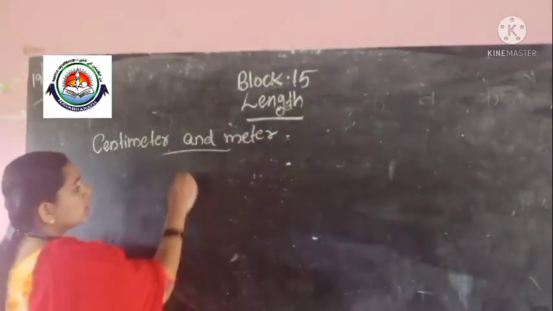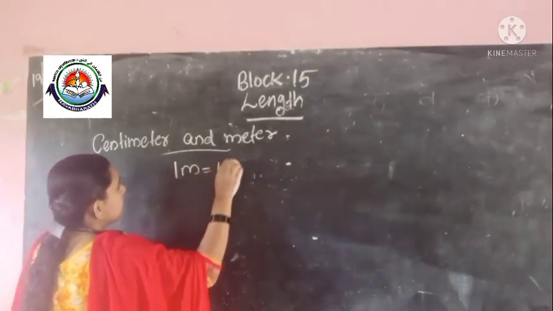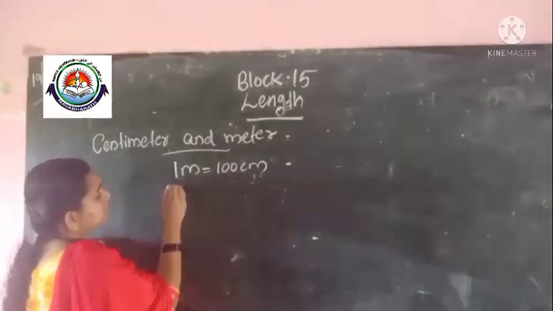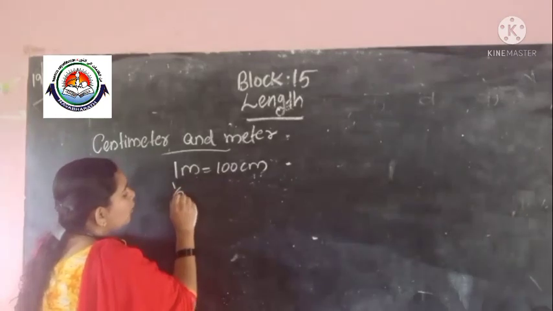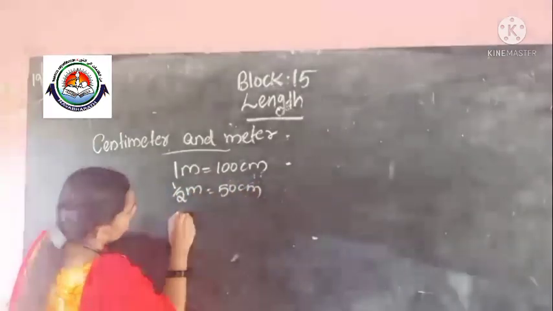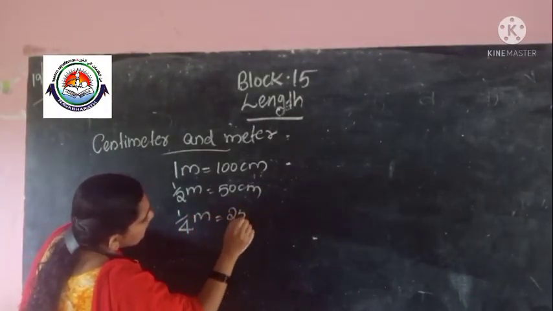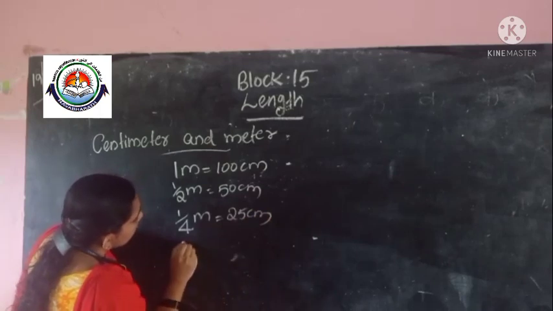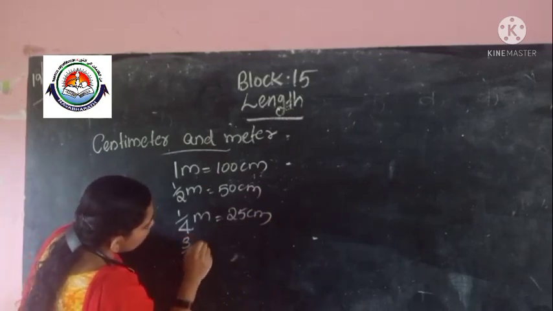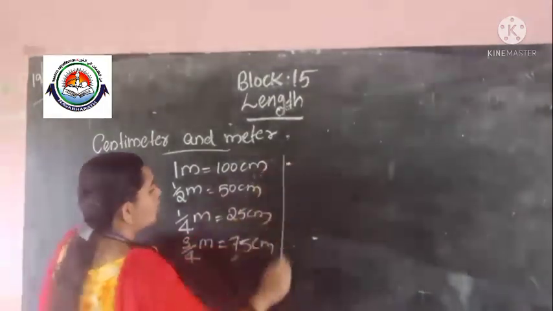You know that 1 meter is equal to 100 centimeter. Then half meter is equal to 50 centimeter. 1/4 meter is equal to 25 centimeter. Then 3/4 meter is equal to 75 centimeter. This you want to put in your box.